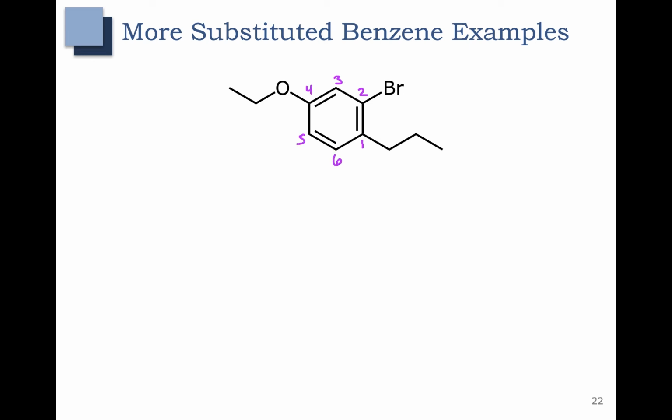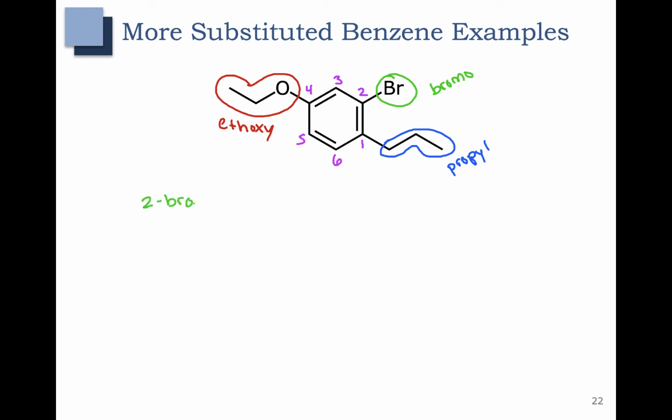Next, let's name our substituents. We have a propyl group here, a bromo group here, and an ethoxy group here. Our root name is benzene, so if we put this all together, we have 2-bromo-4-ethoxy-1-propylbenzene.